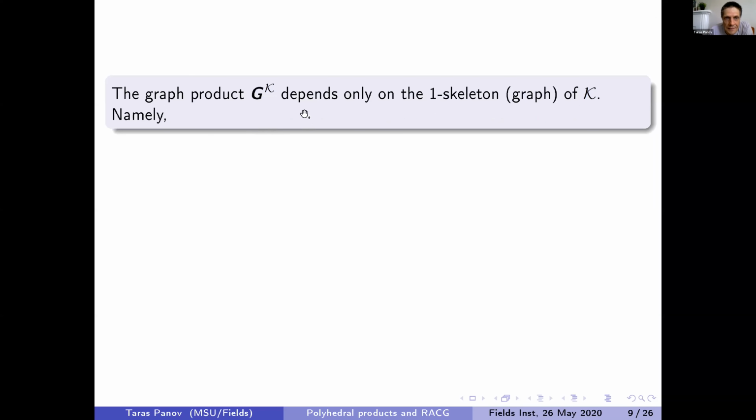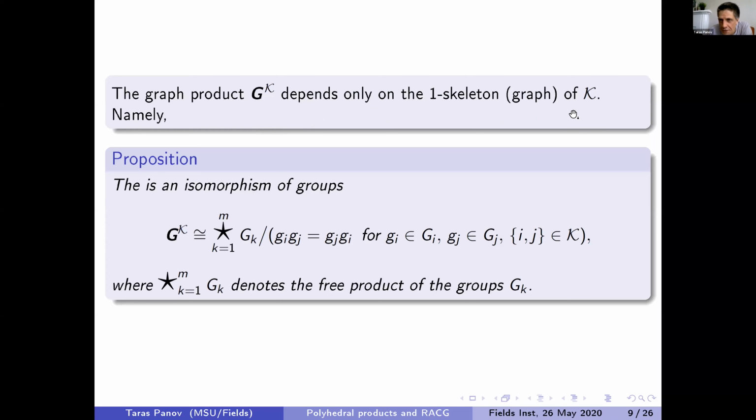So now, the graph product depends only on the graph of K. Namely, you can write it down with generators and relations, by a very precise formula, so there is an isomorphism of groups. You take the free product of all your groups and set up the commutativity relations whenever you have an edge in your simplicial complex. So when two vertices in your simplicial complex are joined by an edge, all the corresponding elements in your groups commute.